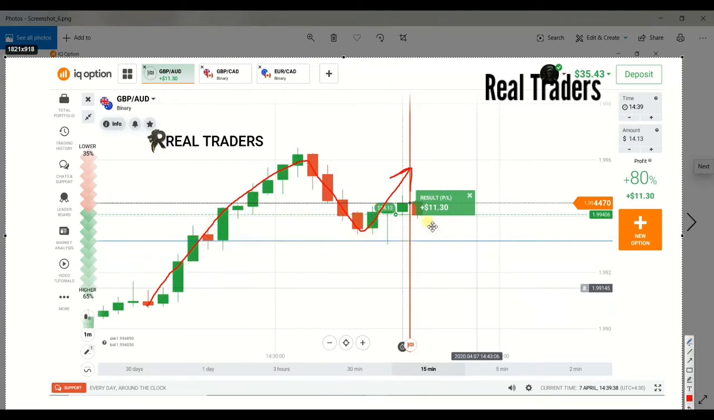So when the market reverses in the middle of the trend, wait for the next candle. Okay, and when the next candle is a bullish candle with a new high, when the next candle is also a bullish candle with a new high, it is the confirmation that the next candle must also be a bullish candle.